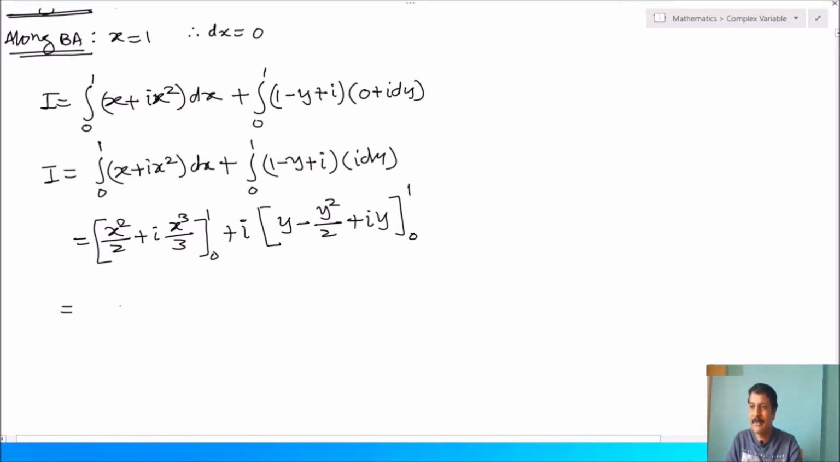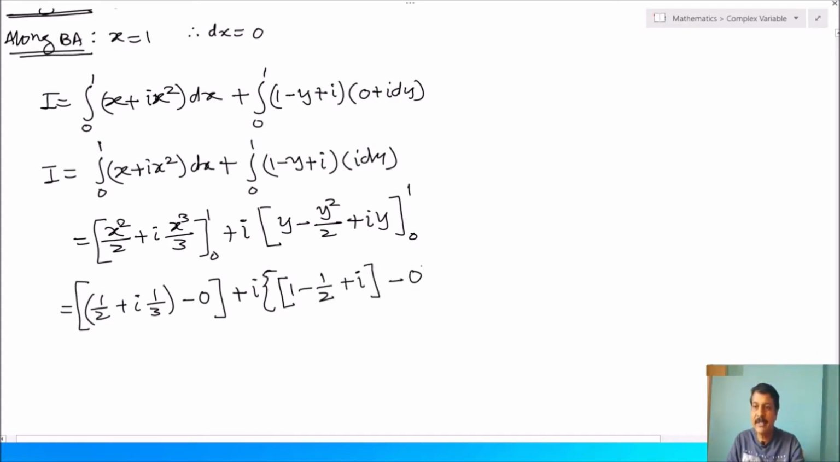So, put upper limit minus lower limit. The upper limit is 1, so 1 by 2 plus i 1 by 3, minus the lower limit x equal to 0, so I am getting 0. Plus i in the bracket, the upper limit is 1, so 1 minus 1 by 2 plus i, minus everywhere y equal to 0, so I am getting 0. So, simplify this. It is 1 by 2 plus i 1 by 3 plus i minus 1 by 2 i, and i into i I am getting minus 1.